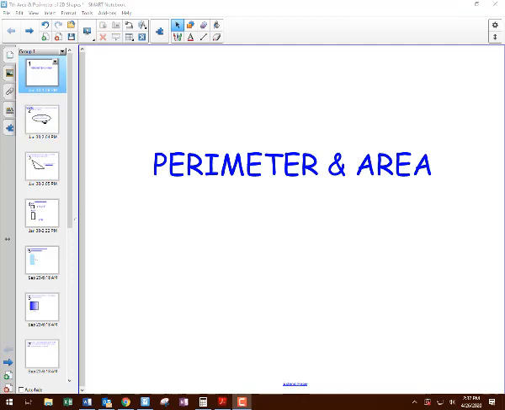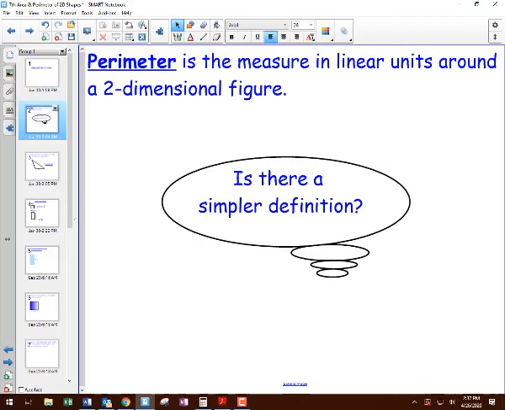Okay, 7th grade, we're going to switch up gears a little bit here and do a little review on perimeter and area. This will become increasingly important for next year when you get into finding volumes and doing work with transformations. Okay, we know perimeter to be the measure of linear units around a two-dimensional figure.